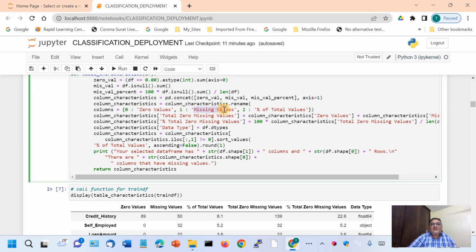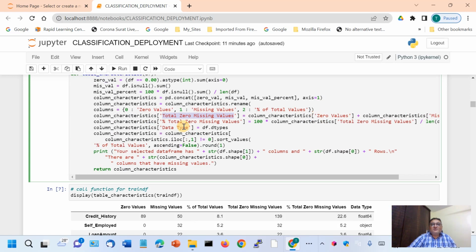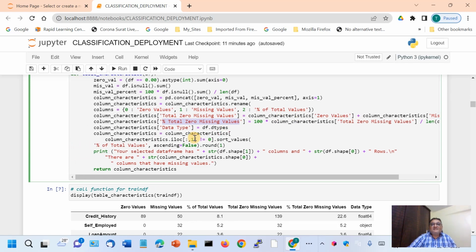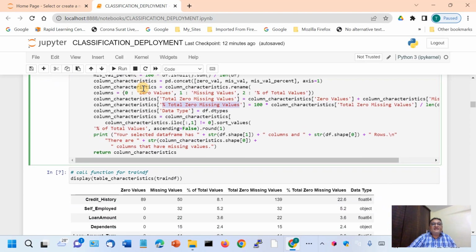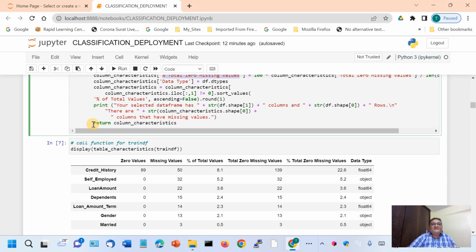Second column is how many missing values are there in the entire data frame. And the third column is what is the percentage of total values. So how many total zero values are there and how many missing values are there, how many percentage zero values are there and how many percentage missing values are there. That is what this function will find, and it will return.